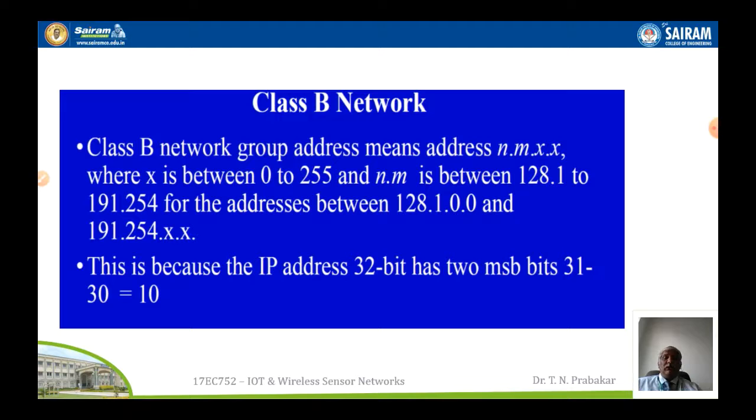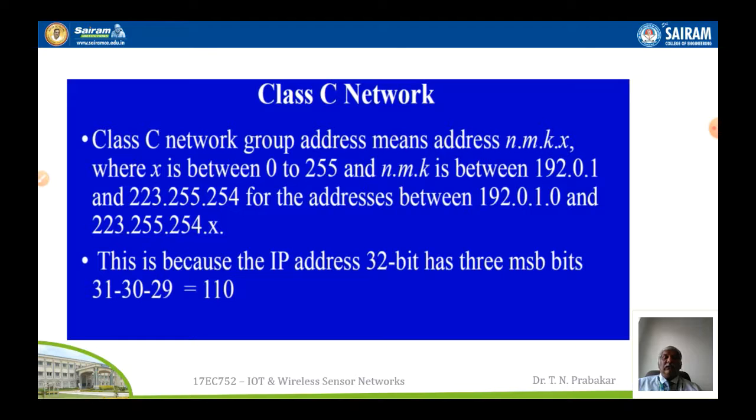In the Class B network, the general format is n.m.x.x, where x can range from 0 to 255, and n and m can vary from 128.1 to 191.254, right? So the maximum value is 191.254.x.x, with x ranging from 0 to 255. Why is this? This is because the 32-bit IP address has two MSB bits, that is the 31st bit and the 30th bit, which should always be 1 and 0 for this Class B network.